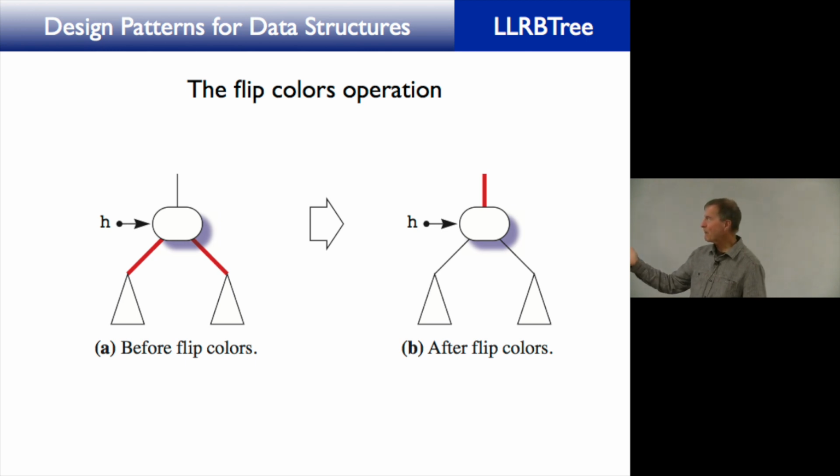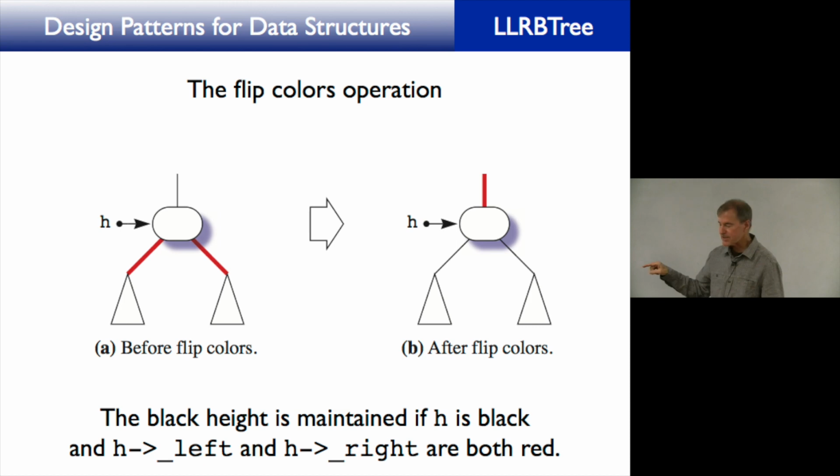Okay, so this one is called flip colors. So flip colors, what happens? Before flip colors, in this picture, we have a black one coming in, we have two red ones coming out. And after flip colors, what happens is they all get flipped. So look, the black height is maintained if H is black and H arrow left and H arrow right are both red. And in fact, that's when it gets called. It gets called under those conditions.